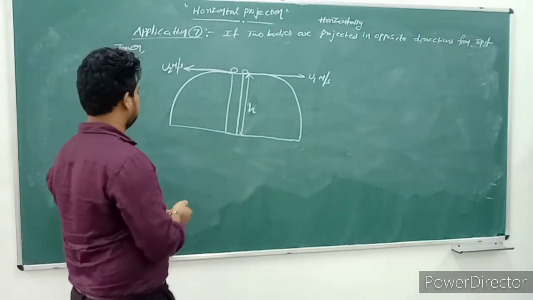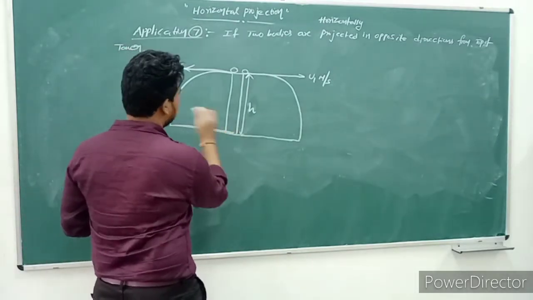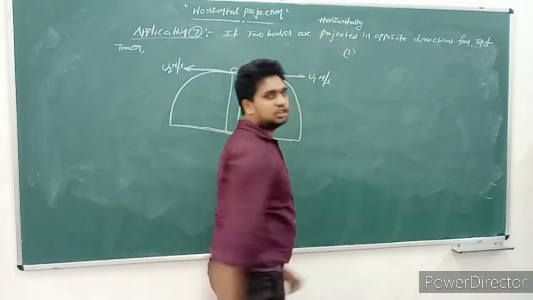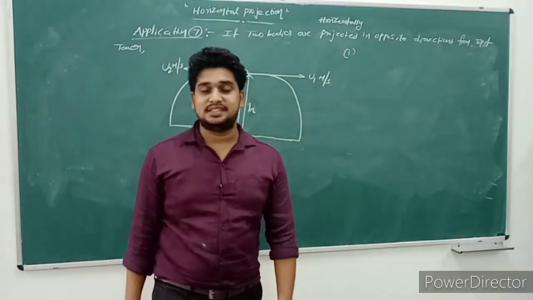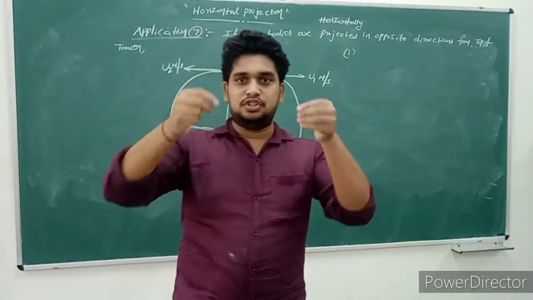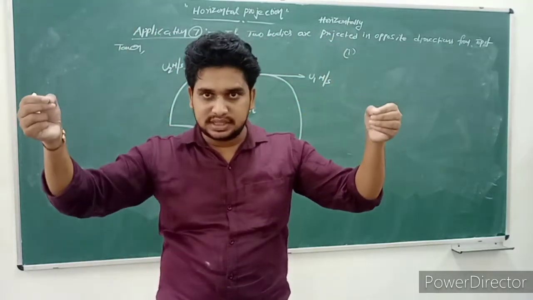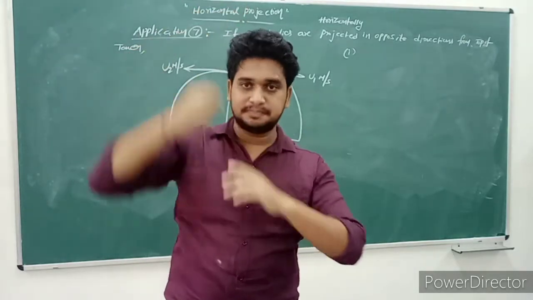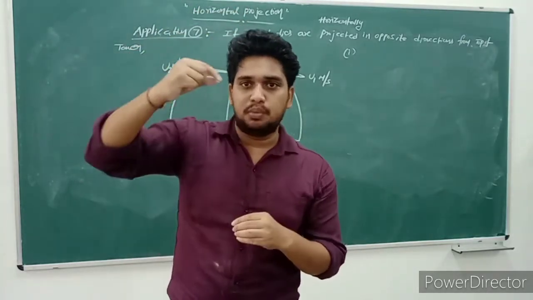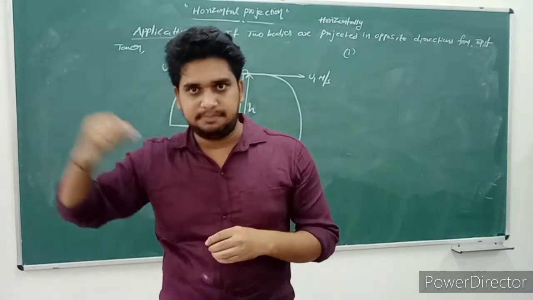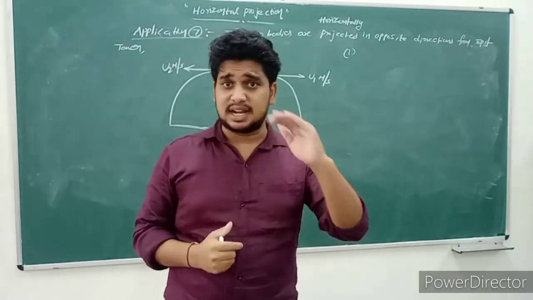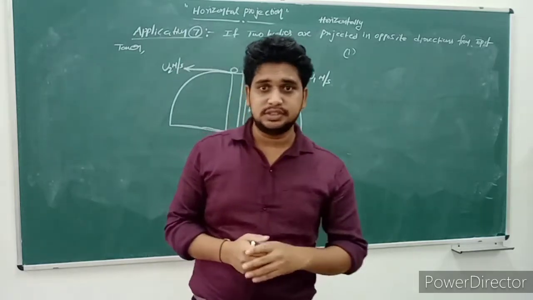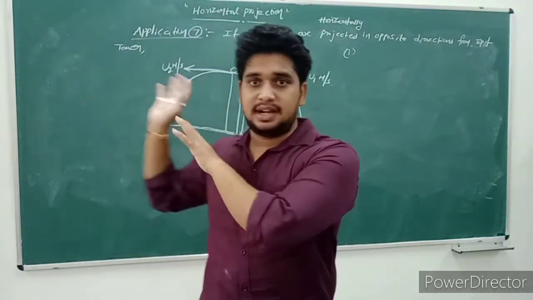So now, the first and foremost point is, if two bodies are projected in opposite directions from the top of a tower of height h, one moves with initial velocity u1 meter per second, and the second one moves with velocity u2 meter per second. So this is about the given diagram.